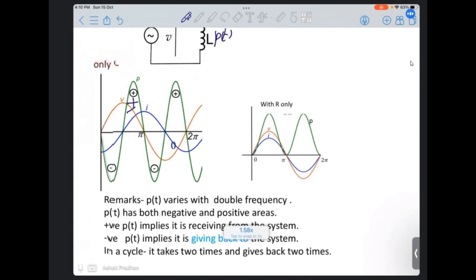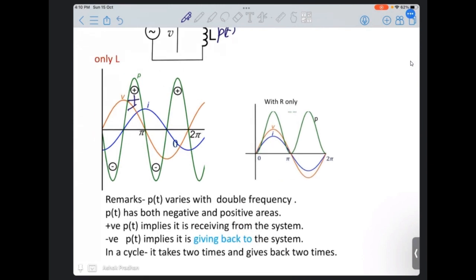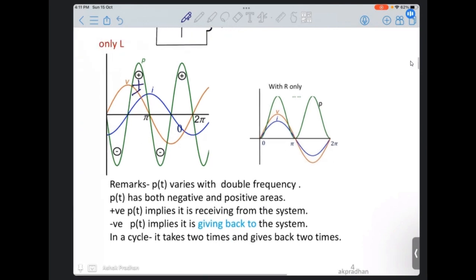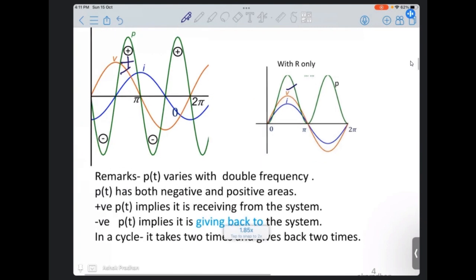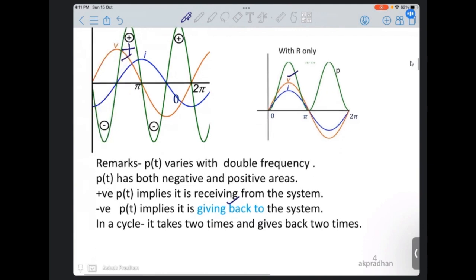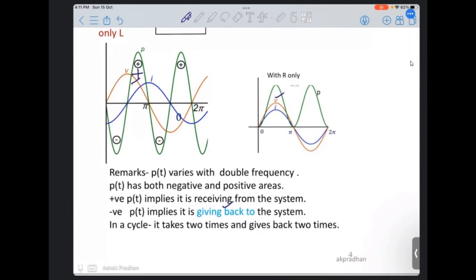It implies that the negative part is nothing but power coming from the load to the source side. With that logic, which is true, because in the case of resistance it is only positive, negative implies that the corresponding system, in this case the inductive system, is giving back to the source. In a cycle of 2 pi, it takes 2 times, positive half 2 times, and gives also 2 times.